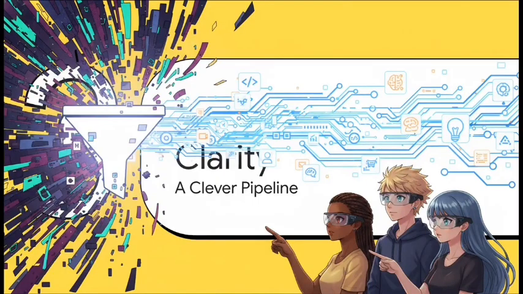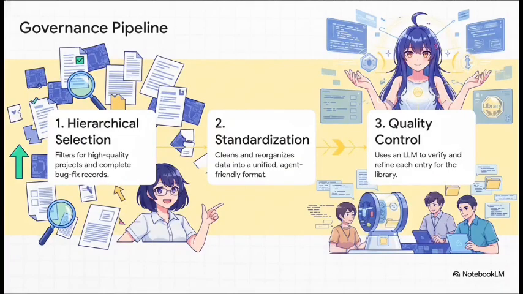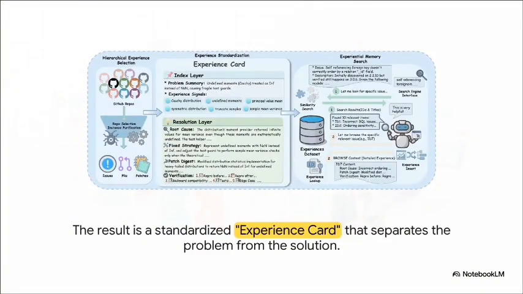So how in the world does MemGovern pull off this magic trick, turning all that chaos into perfect clarity? Well, it all comes down to a really clever pipeline it uses to build its library of experience. It's a super rigorous 3-stage process. First, it sifts through everything on GitHub to pick out only high-quality projects with complete bug fix records. Then it standardizes all that data, cleaning it up and reorganizing everything into one single consistent format. And finally, it actually uses another AI for quality control to verify every single entry and make sure that library is absolutely rock solid. And this is what you get at the end, a perfectly structured experience card.